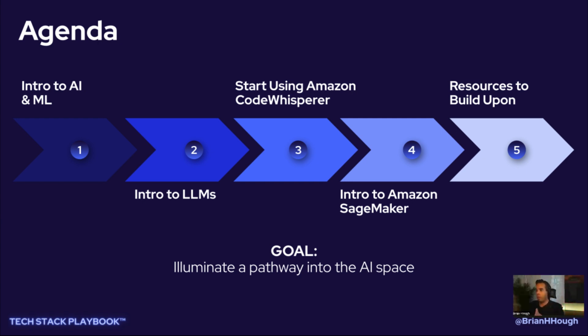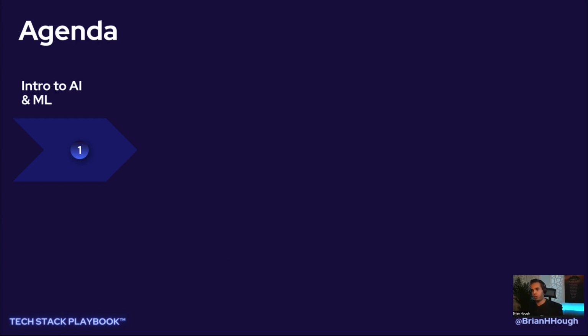So what are we going to do today? We're going to go through about 5 things. We're going to go through just an intro to AI and ML. We're going to go through an intro to large language models. We're going to go into Amazon CodeWhisperer. We're going to go to Amazon SageMaker. And then I'm going to give you some resources to build upon so that by the end of this talk, we're going to be able to illuminate, hopefully, a path into the AI space for you so that you can hit AI wherever you're interested in. You can dive as much or as little as you want. But this is to help give you different touch points so that you can dive into the rabbit hole as much or as little as you'd like.